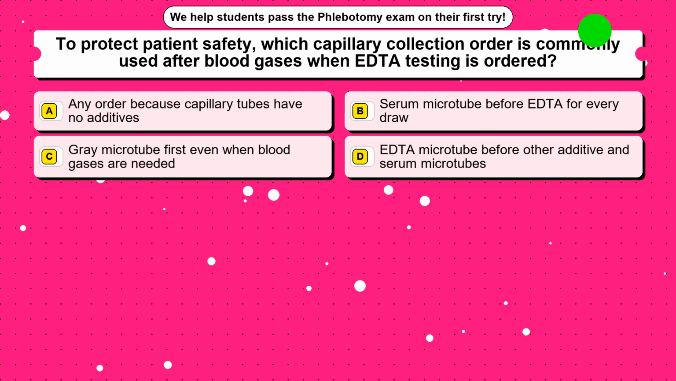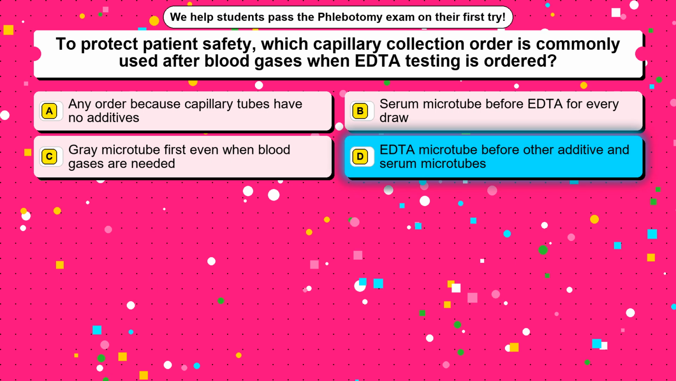Question 57. To protect patient safety, which capillary collection order is commonly used after blood gases when EDTA testing is ordered? Option A, any order because capillary tubes have no additives. Option B, serum microtube before EDTA for every draw. Option C, gray microtube first even when blood gases are needed. Option D, EDTA microtube before other additive and serum microtubes.